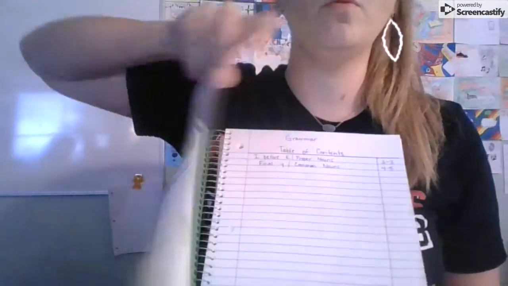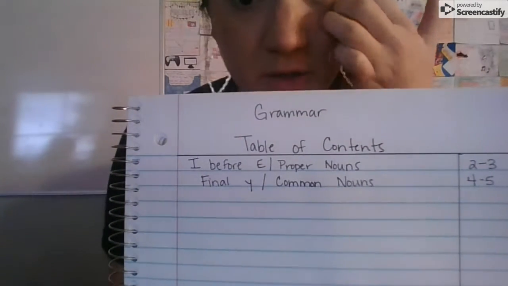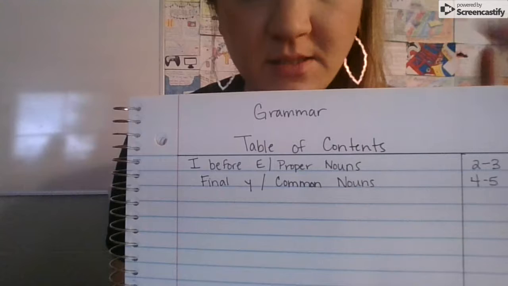Okay, so I'm going to show you how to set up your interactive journal one more time that's more up to date. So it should have your name on the front. Your first section is going to be a grammar section. And the first page of section 1 should say grammar table of contents.